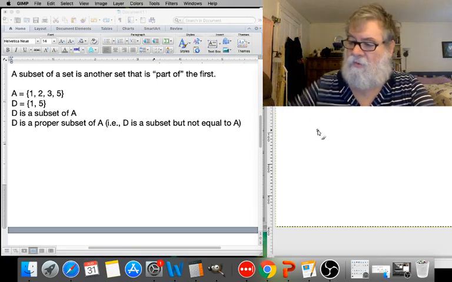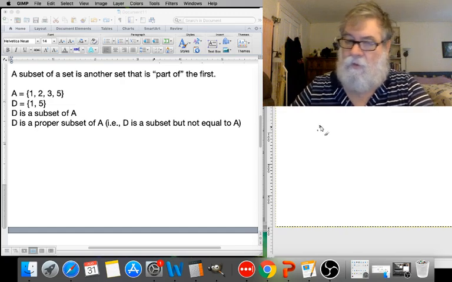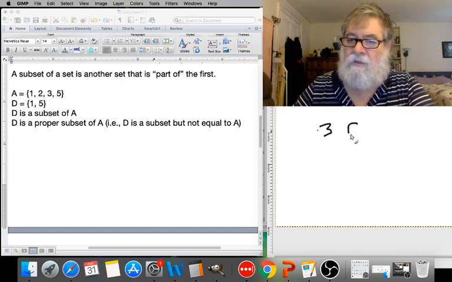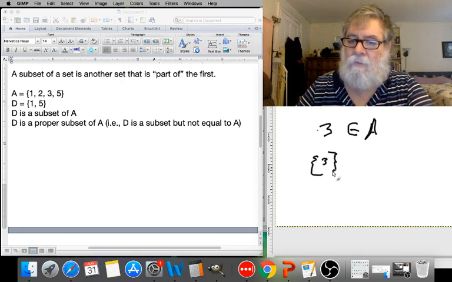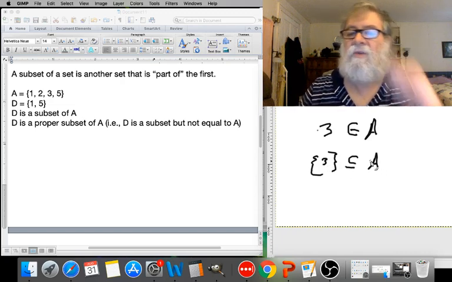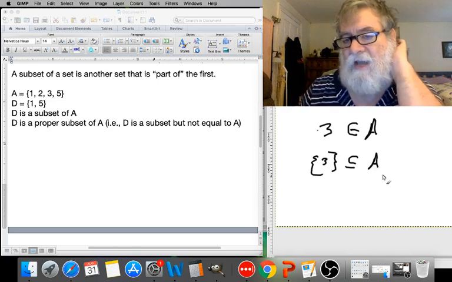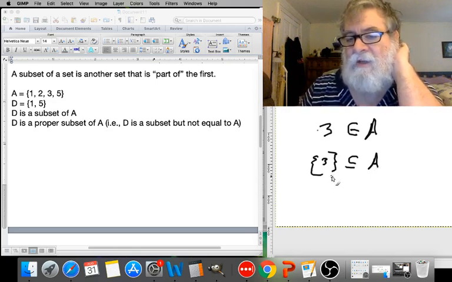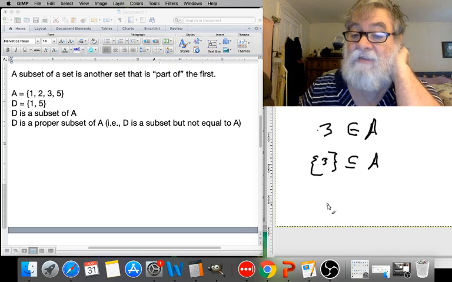So 3 is an element of A, but the set containing 3 is a subset of A. 3 is not a subset of A because 3 is not a set. And the set containing 3 is not an element of A because A doesn't have a set in it.